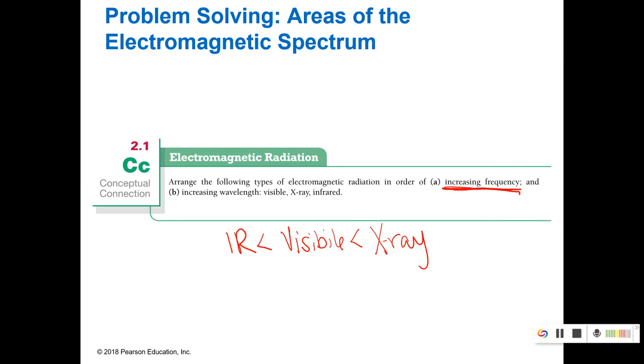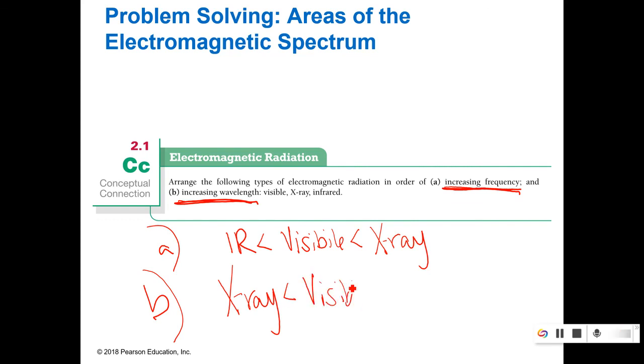Okay, so I just need you to be okay with we're starting with the least frequency and moving towards the one with the most frequency. And just remember, the higher the frequency, the more harmful it is to humans and other biological entities. Okay, so this is A. B, because we're doing increasing wavelength now, remember wavelength and frequency are inverse. So the smallest wavelength is going to be X-ray.